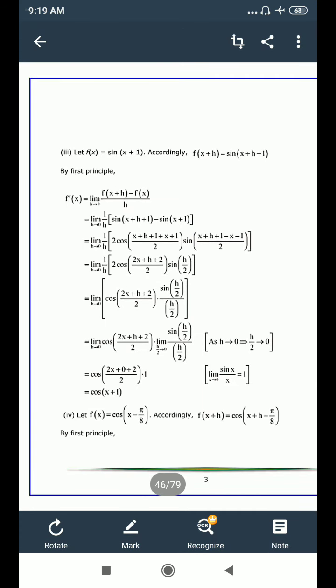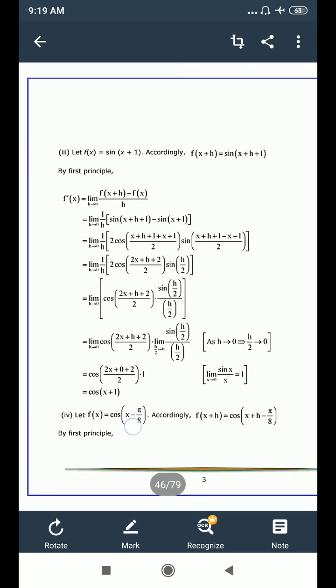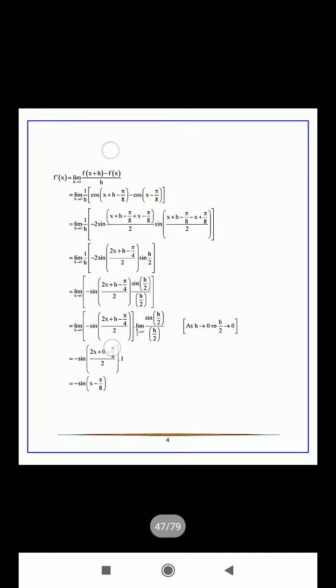Question number 4. f of x is given as cos of x minus pi by 8. To get f of x plus h, in this you replace this x by x plus h. So it will be cos of x plus h minus pi by 8.